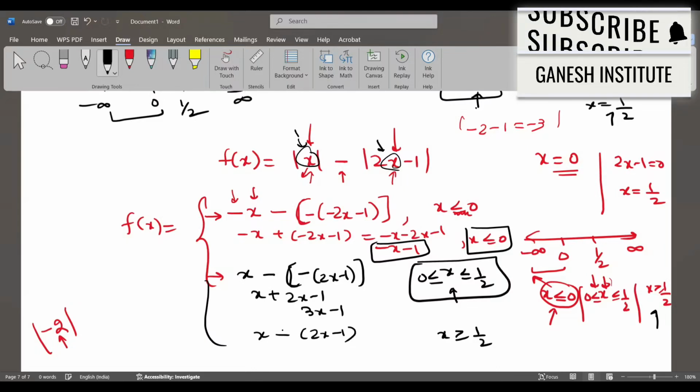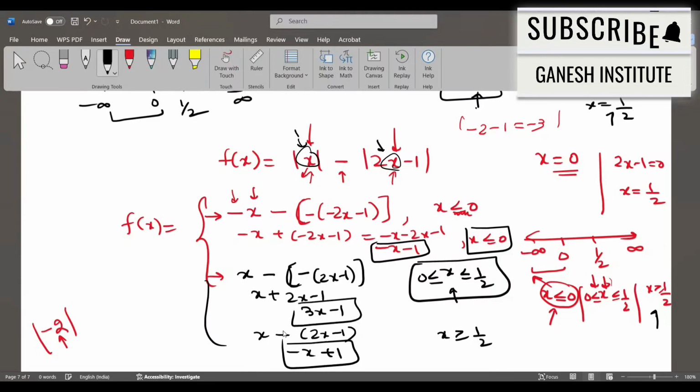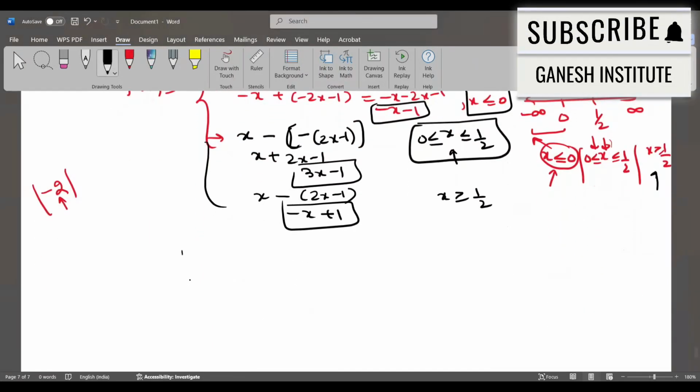So I have these three functions. Now I need to plot them. What you do is plot them. You first take only which part? This one.